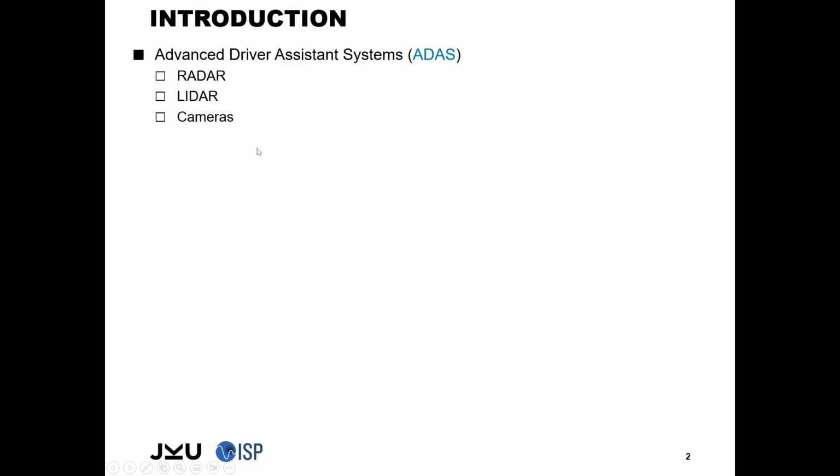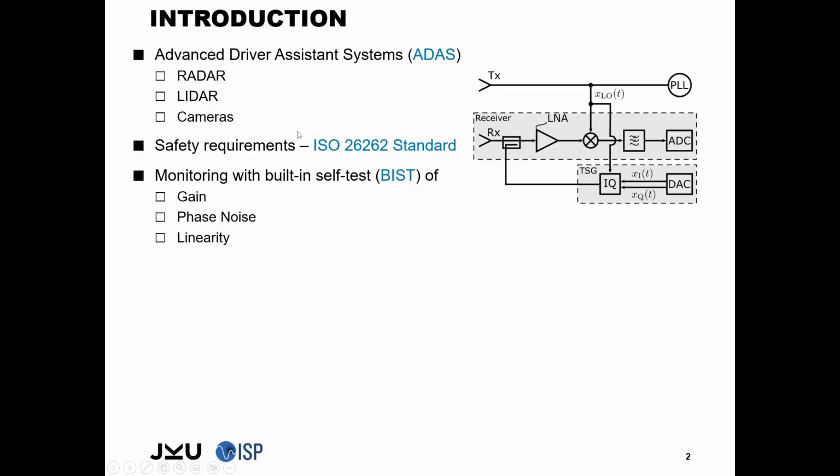Some ADAS are, for example, radar, lidar, or cameras. For ADAS, there are also safety requirements which are written in the ISO 26262 standard. In this standard, so-called built-in self-tests, short BIST, are classified for monitoring the gain, the phase noise, and the linearity of a system. For the linearity, you have to monitor the third order intercept point, or short, the IP3.